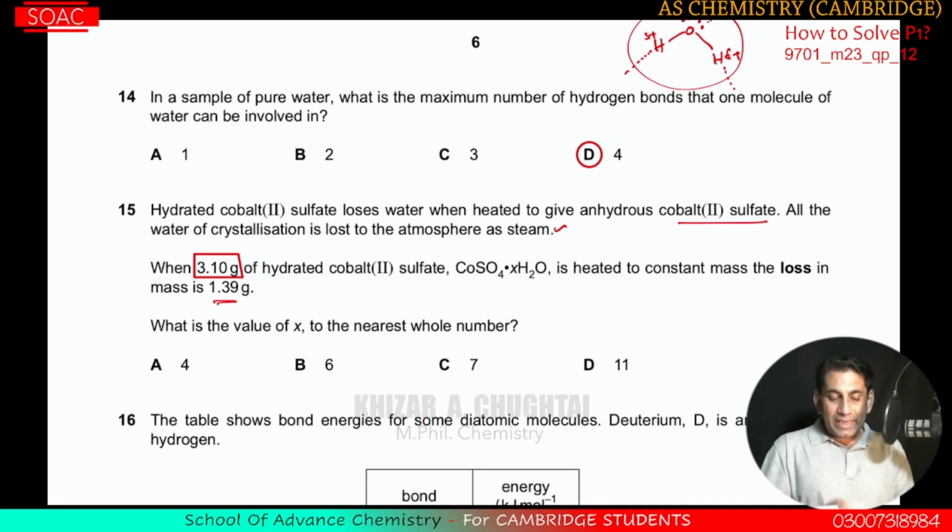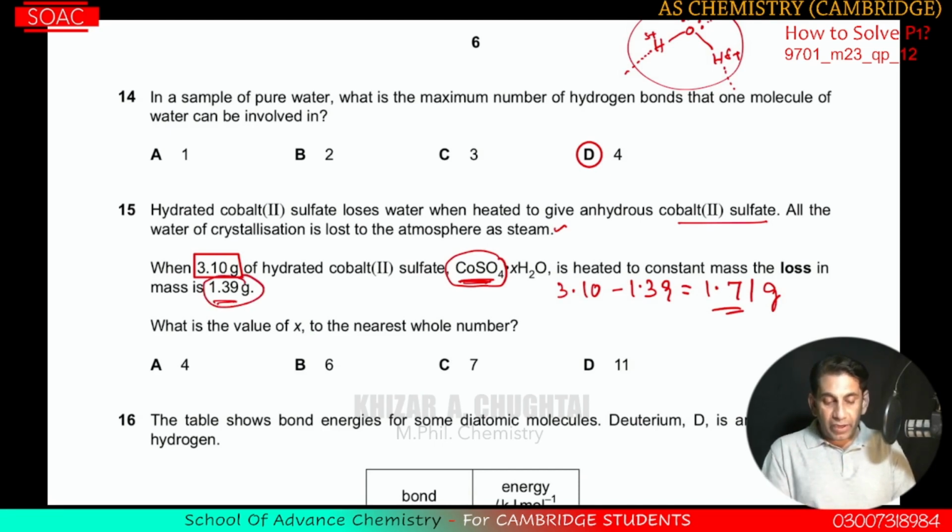First of all, what was the mass of cobalt sulfate in that compound? That is 3.10 minus 1.39. That is the mass of cobalt sulfate. Let me check it over here. That is 1.71 gram. So the mass of cobalt sulfate is 1.71 and the mass of water is 1.39.